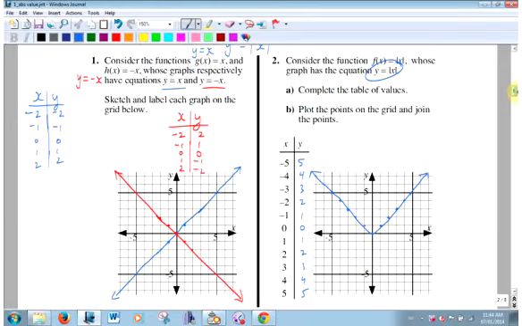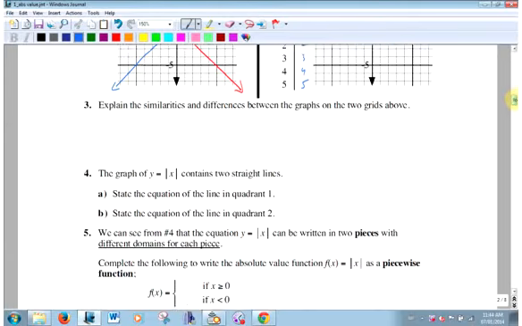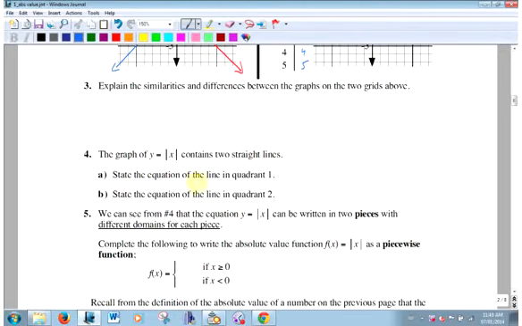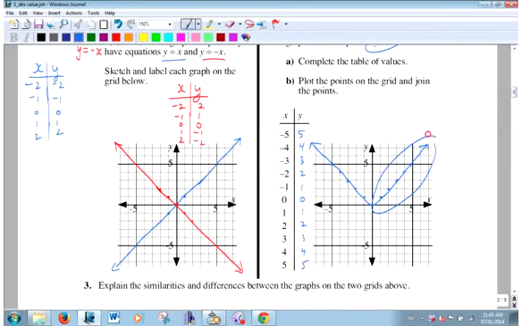So if you remember grade 10, when you're graphing lines, one equation is one line. You need a different equation to get a different line. So this one function, there has to be two equations here in order to graph this, right? This one and this one. That's where we're going here. State the equation of the line in quadrant 1. There's quadrant 1. What's the equation of that line?